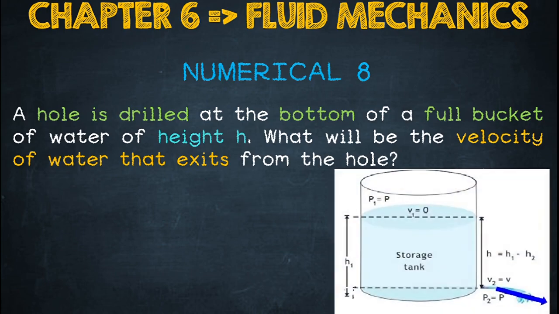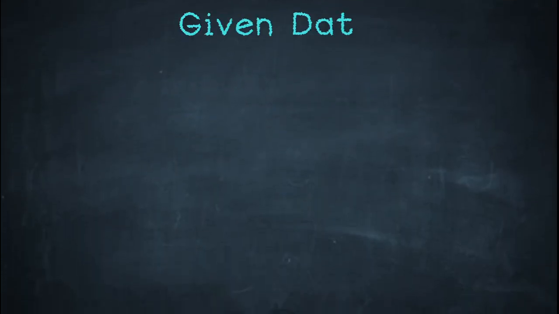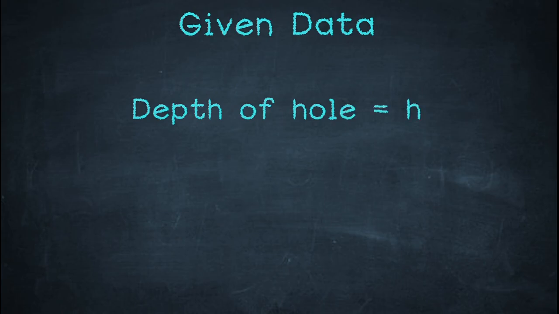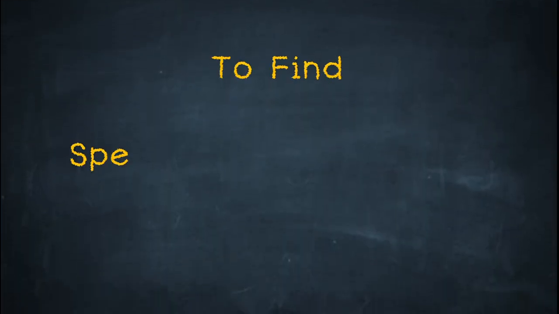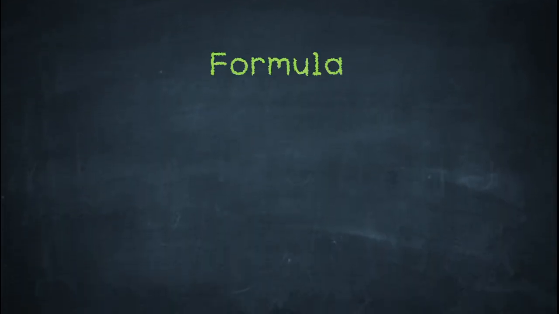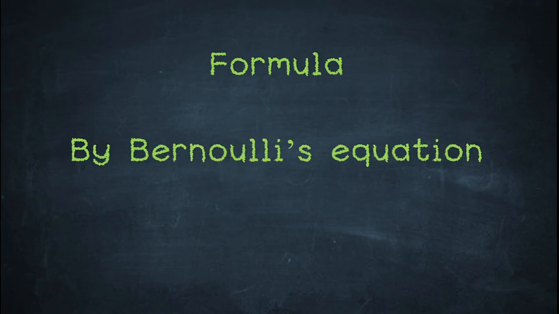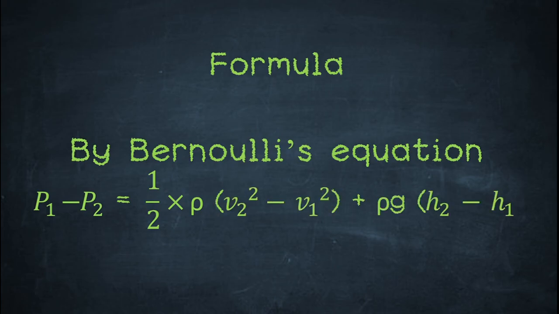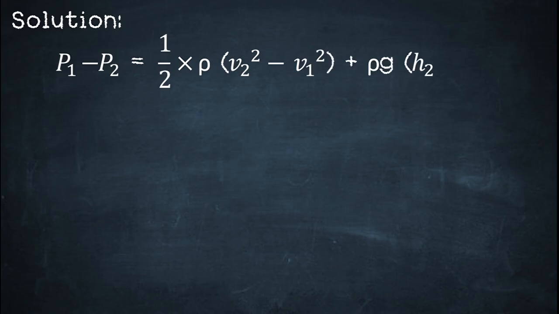Basically, we are given a bucket which has a depth of height h, and there is a hole at the bottom. That means the depth in this case will also be h. According to the given data, depth of hole is equal to h. We have to find the speed of efflux, that is v, and the formula that we will use for this purpose is Bernoulli's equation, that is P1 minus P2 is equal to half rho (V2 square minus V1 square) plus rho g (H2 minus H1).